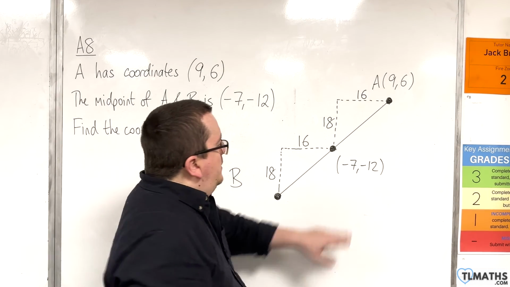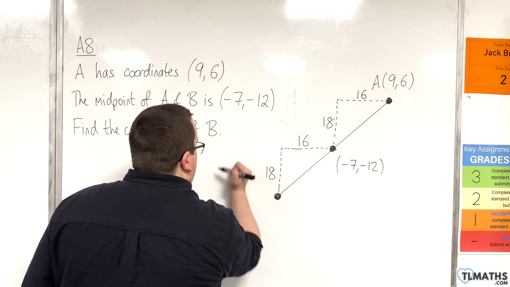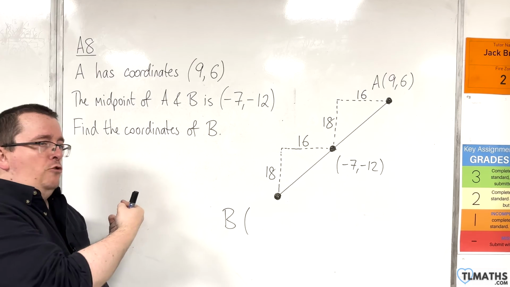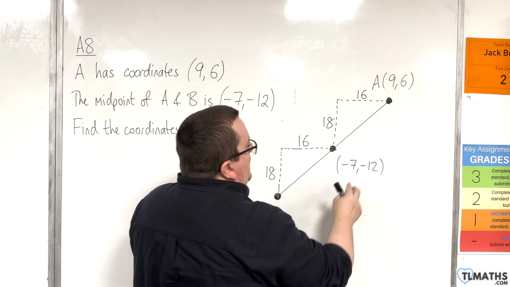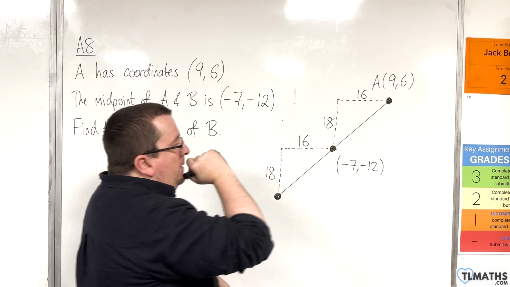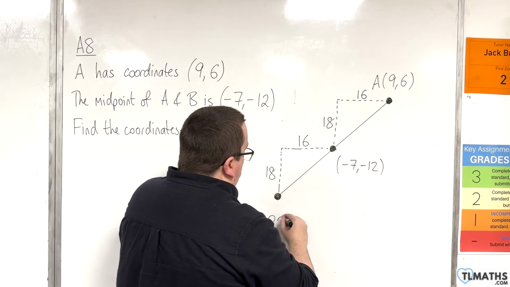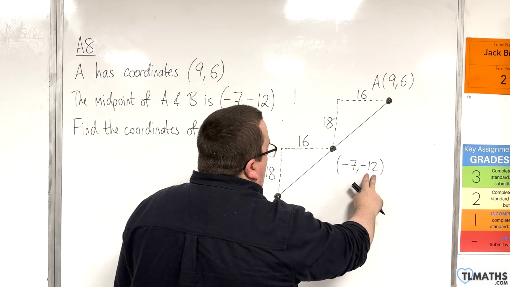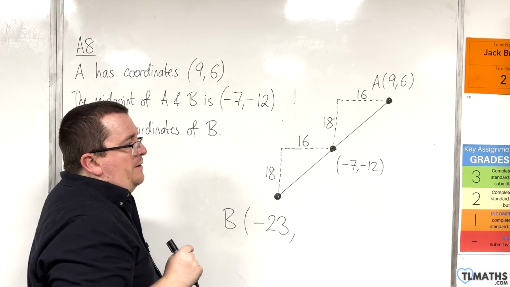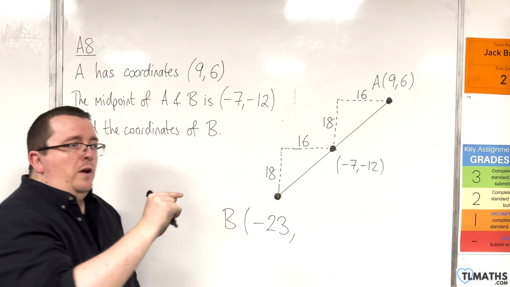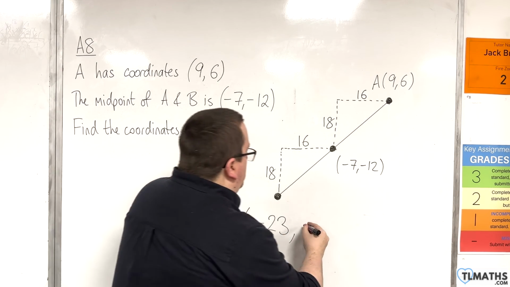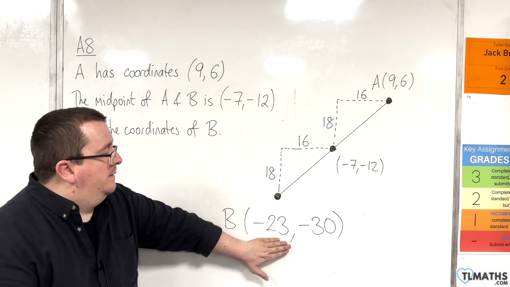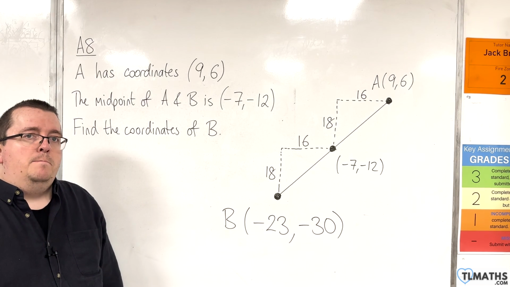So if I was at -7, so this is B, and I've gone 16 along the corridor in that way, then -7 take away 16 is -23. And if I was at -12 and I've dropped 18 units down, then -12 take away 18 gets me down to -30. So the coordinates of B would have to be (-23, -30).